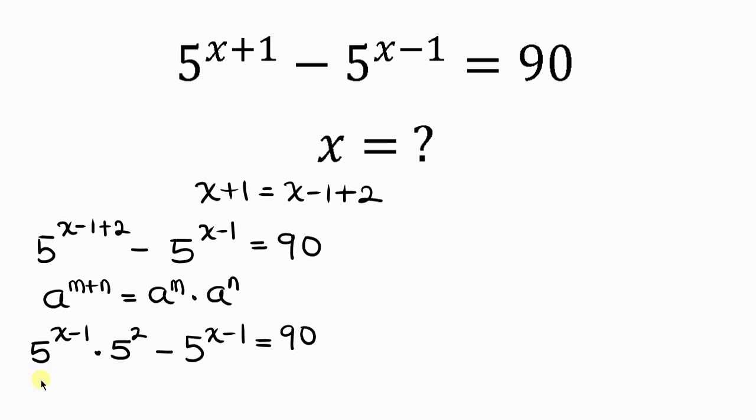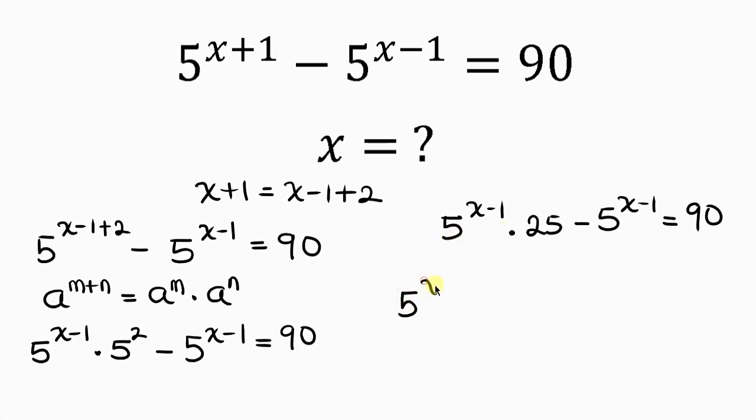Very good. Now this simplifies into 5 to the x minus 1 times 5 squared, which is 25, minus 5 to the x minus 1 equal to 90. Very good. Now notice that 5 to the x minus 1 is common. So our next step will be for us to factor out 5 to the x minus 1.